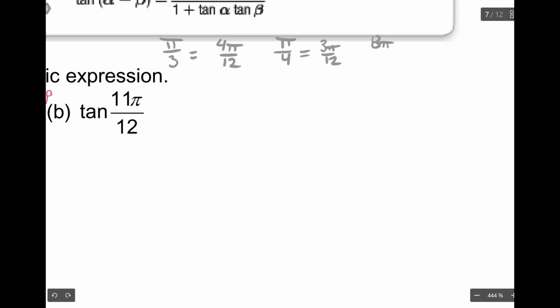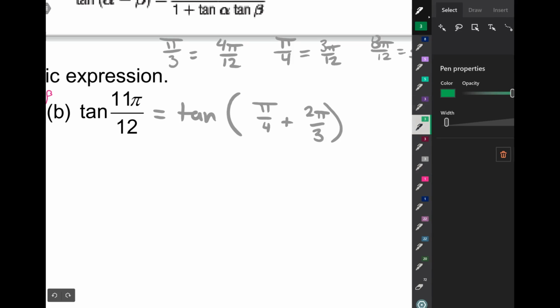And 8 pi over 12 can be simplified to 2 pi over 3. And we know that angle because it's a multiple of 60 degrees. 60 degrees is pi over 3, and so this is going to be an angle of 120, which is what we know. So this is equal to tangent of pi over 4 plus 2 pi over 3.